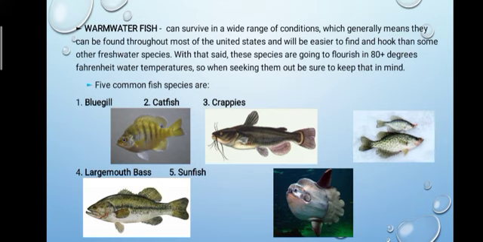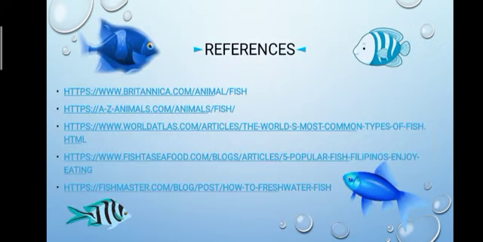So, let me repeat about the warm water fish. It includes bluegill, catfish, crappies, largemouth bass, and sunfish. So these are some references about this topic.